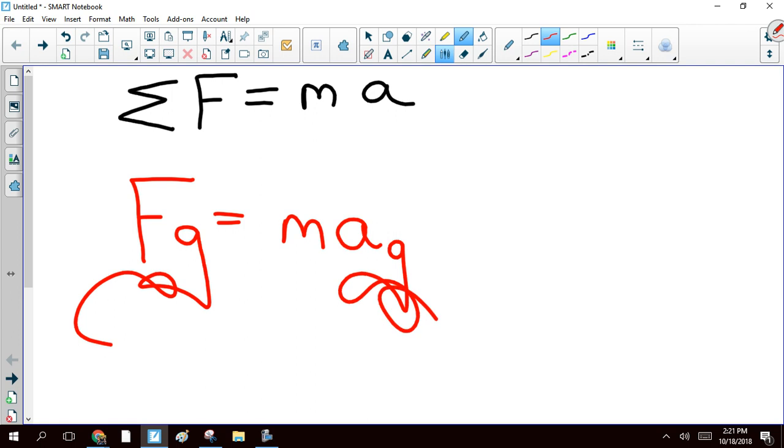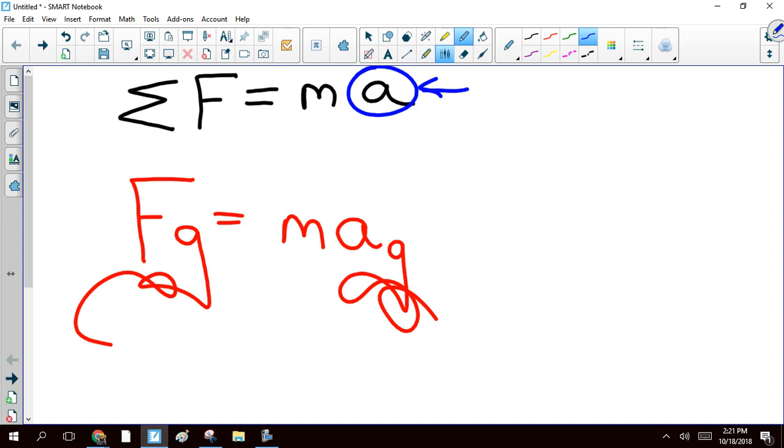All right, so to be clear, both of these equations are mass times acceleration, but they're not. Only the top one is mass times acceleration. The bottom one is mass times acceleration of gravity. So what do I mean? Here's what I mean. This a represents the actual acceleration of the object as determined by its motion.